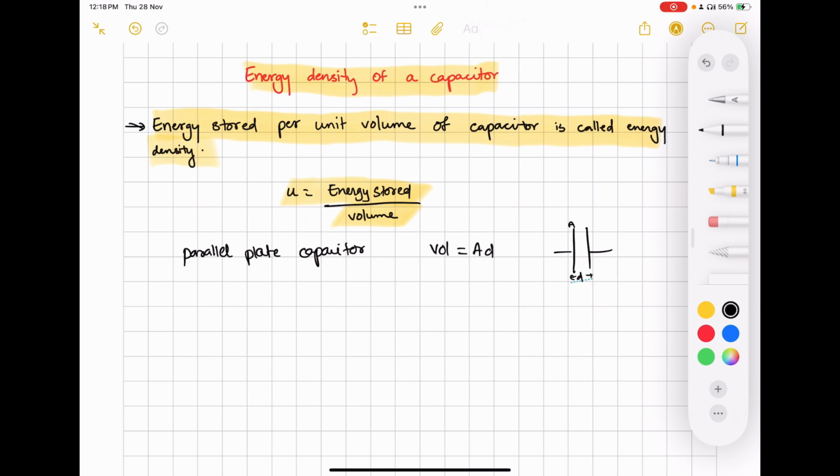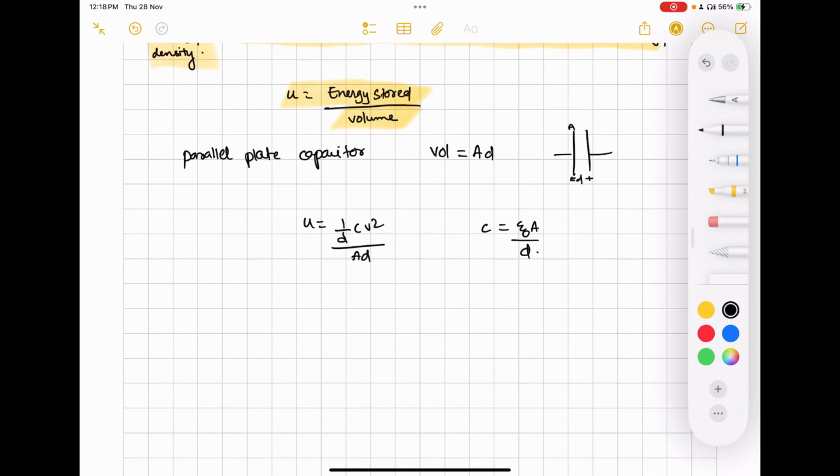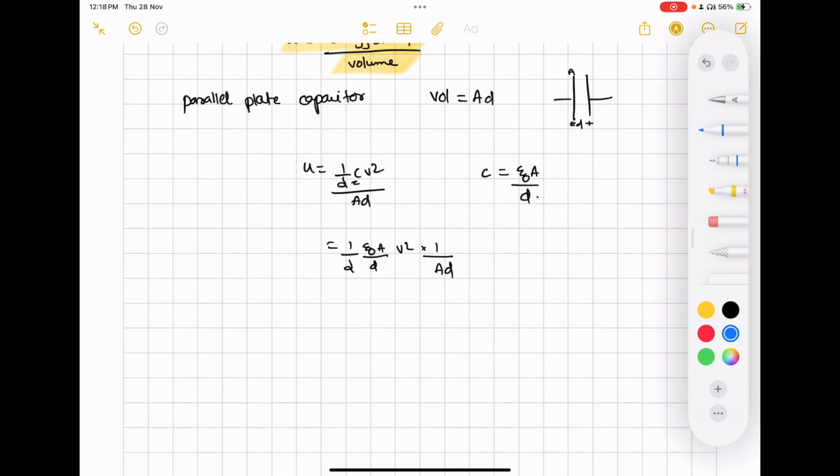So the volume will be A into D, and we have energy stored is equal to half CV square. For a parallel plate capacitor, C is equal to epsilon 0 A divided by D. We can substitute the value of C here. So the answer will be half epsilon 0 A divided by D into V square, divided by area into distance. We can cancel area.